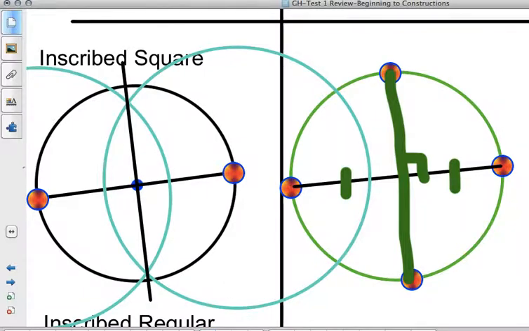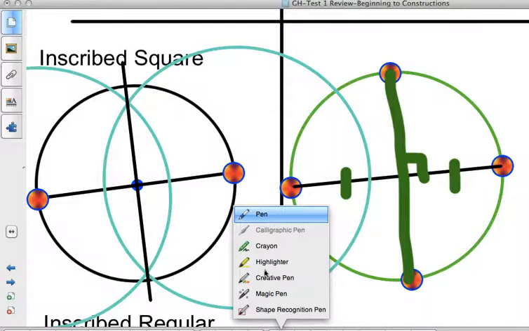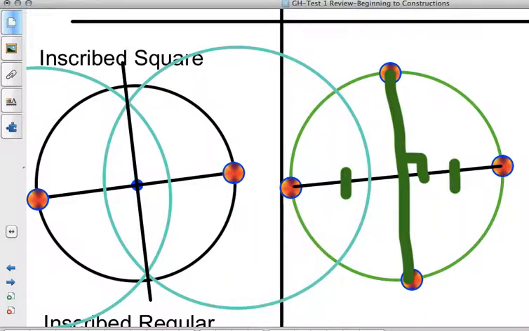And now that's provided me with my next 2 points, my last two. So I have one here, and I have one here where it intersects. I now should be able to produce my square, which I'll do in red.